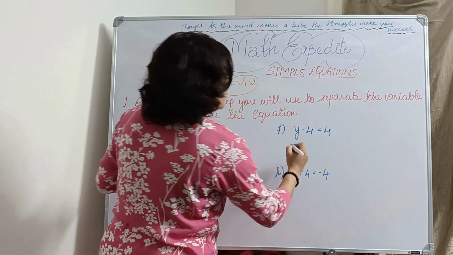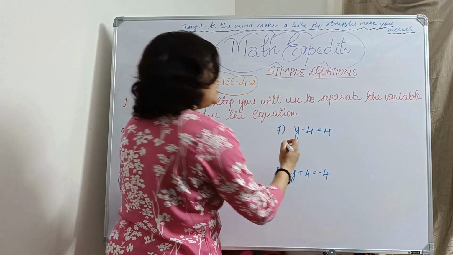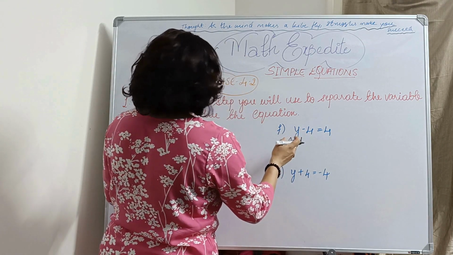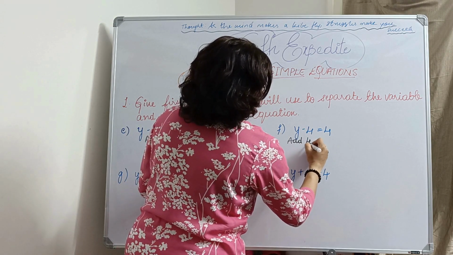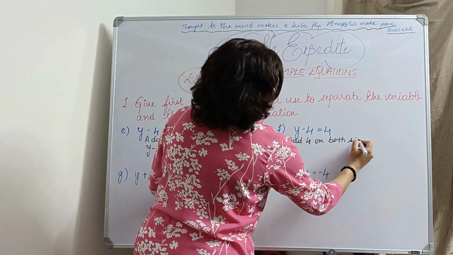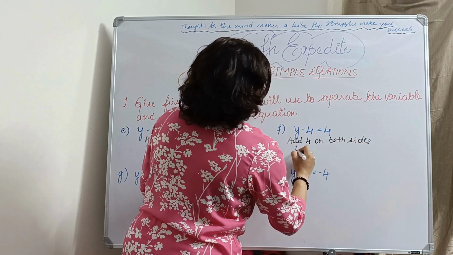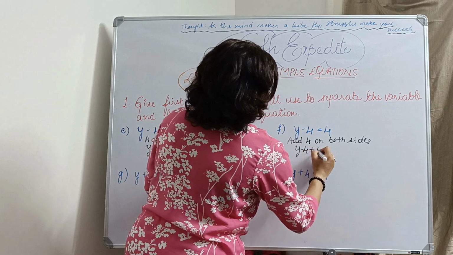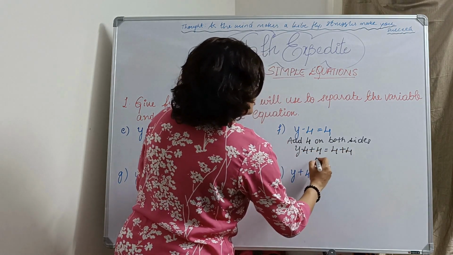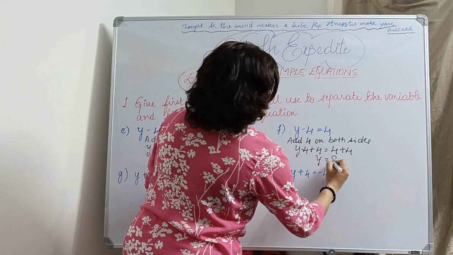Here, what do we have to do? We are seeing a minus sign, so we know to add. Again, what is the number? 4, on both sides. So y minus 4 plus 4 equals 4 plus 4. So we get y equals 8.